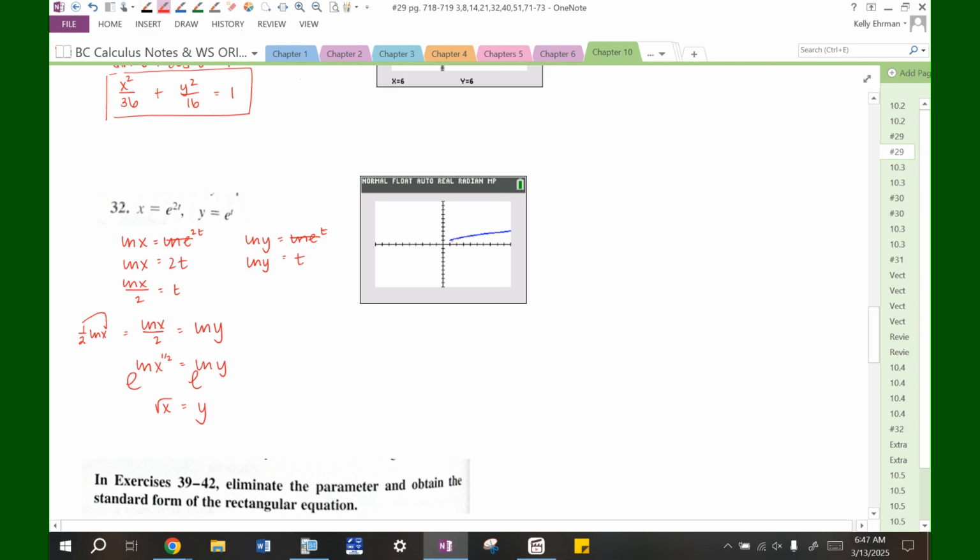Now there is sort of a caveat here. My graph looks like it's starting at 1, 1. And maybe it is, let's see, because are we ever going to be able to get x equals 0 for this? I don't think so, right? Even if we plug in negative t's or positive t's, we're never going to get e to the 2t or e to the t to equal 0. So that's not possible. So I'm just going to say x needs to stay greater than 0. You could also say y greater than 0.